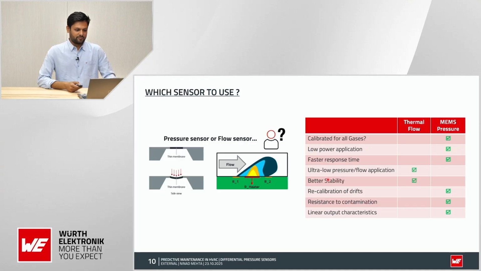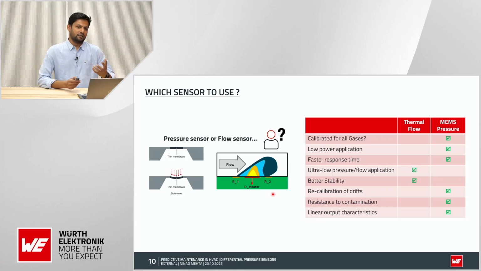Then there are other aspects. For power application, because the heater always consumes some constant power to heat up the air, you need a bit more power to run these sensors than this sensor, which is kind of passive and doesn't require any energy of its own to run. And for ultra low pressure or flow applications, the flow sensors are better because they have more or less a zero offset at a stable state, but this one has some offset because of the mechanical membrane, which introduces some offset at the zero point. So basically, this is also where the flow sensors are good.